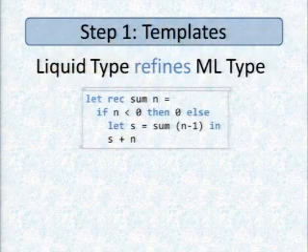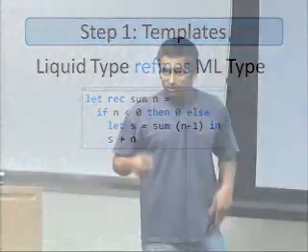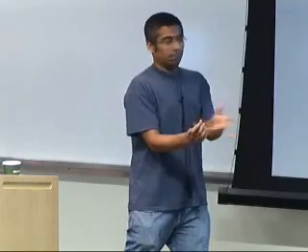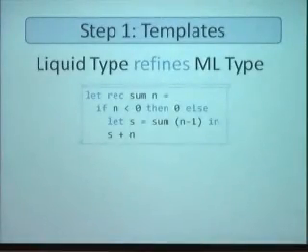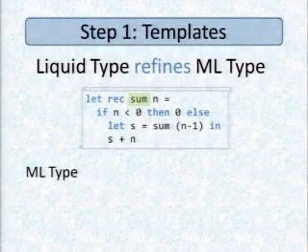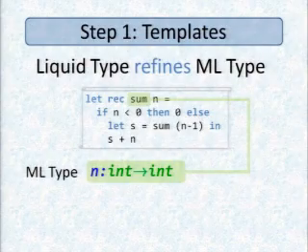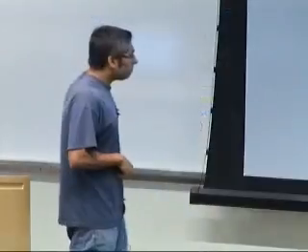Okay? So let's see what these templates look like. So now remember that the liquid type refines the ML type. Okay? So the ML type, and this is really why everything works for data structures as well, is what we have already: the shape of the value that we're trying to say something about. All we're trying to do is slap on these extra predicates, which are the refinement predicates. So let's come back to sum. Now we already know that the ML type of sum is int arrow int. It takes an integer as an input and spits out another integer as output.